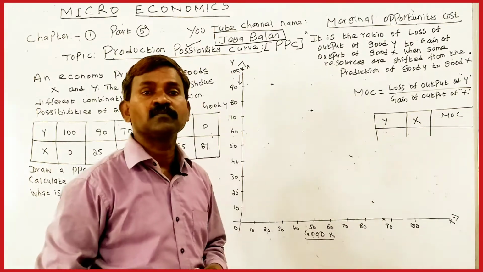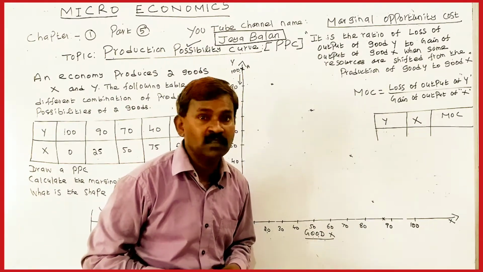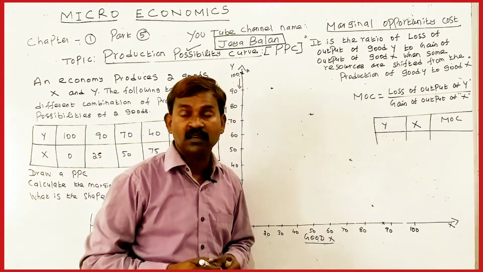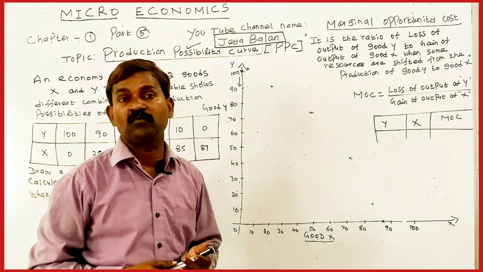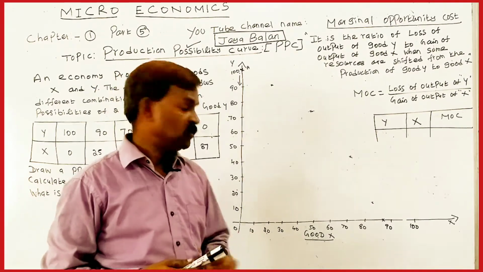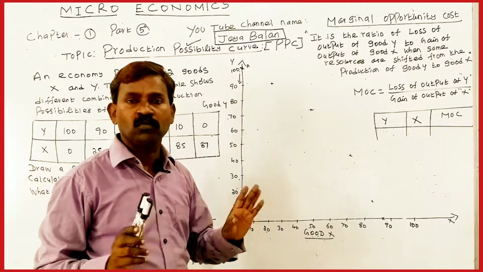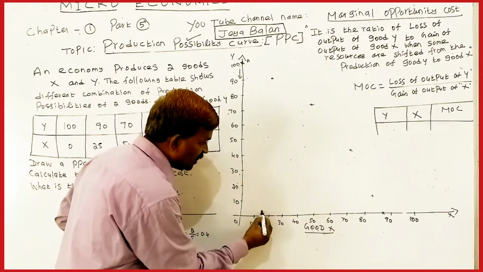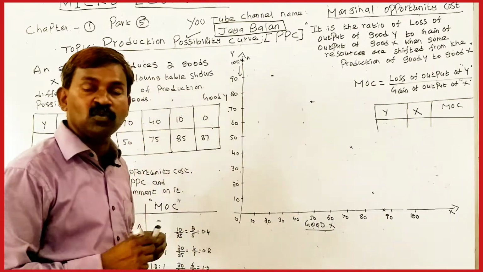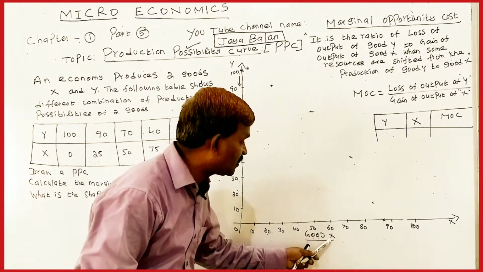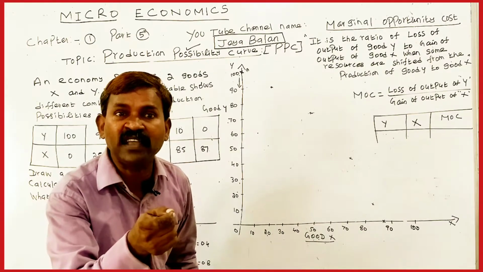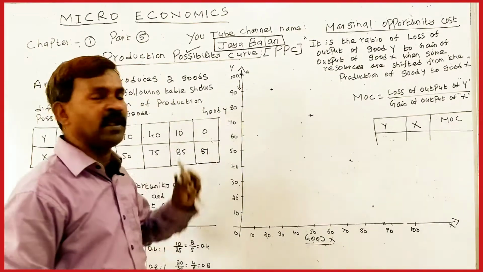Next line. Now what does the economy want? The economy does not want this combination of production of two goods, 0 and 100. No. The economy wants to increase the production of good X. Therefore, the economy is ready to sacrifice the production of good Y.